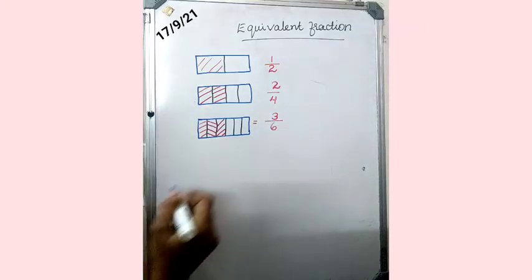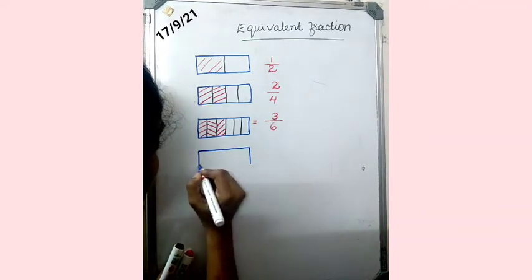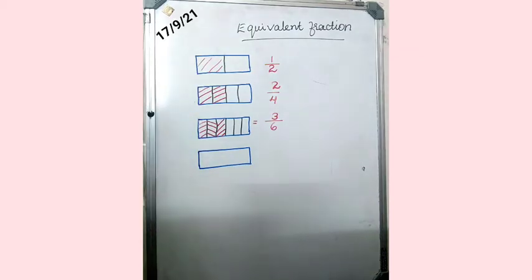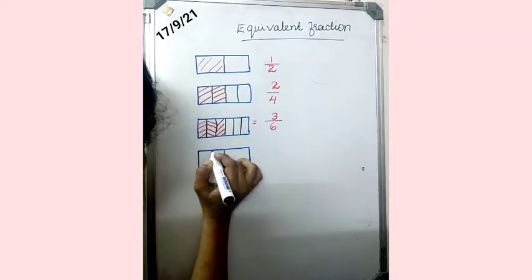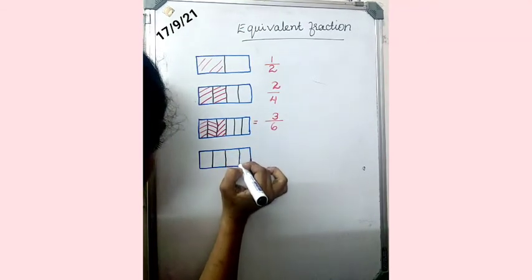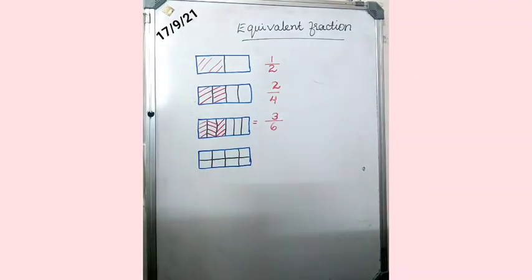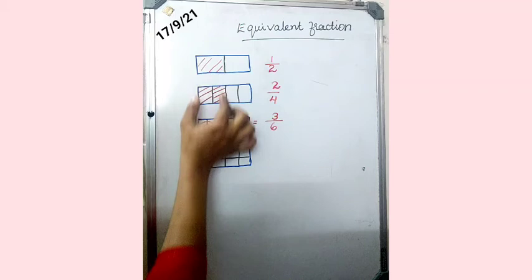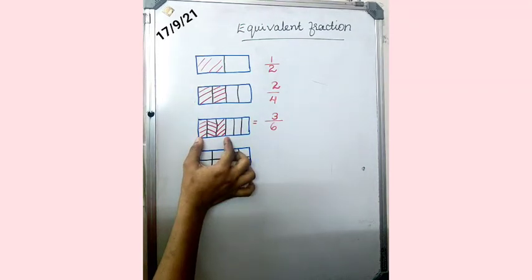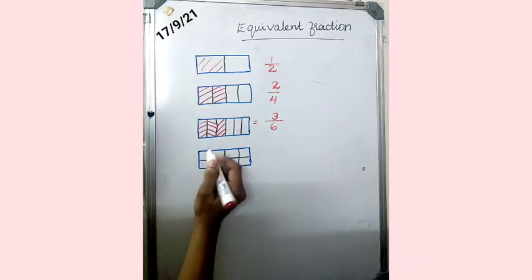Then now I am again dividing this half. I am again dividing this rectangle into 4 more pieces. Look here, the same half I divide it into 2 pieces. The same half is here, it is divided into 3 portions. Here the same half is divided into 4 equal parts.